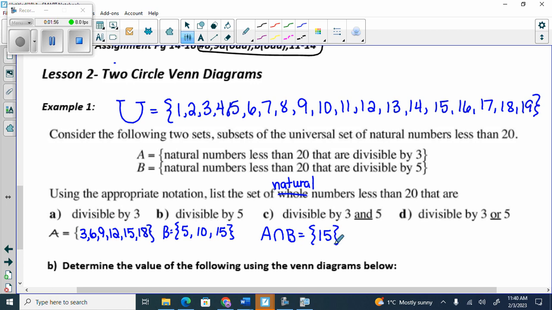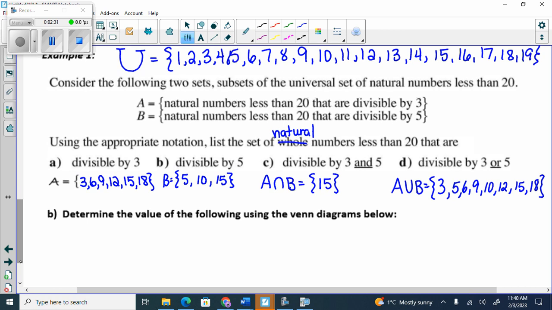And then divisible by 3 or 5, A or B. What are we going to get? 3, 5, 6, 9, 10, 12, 15, 18. Yes. So anything in either one we're listing, right? So then you have Venn diagrams on the next page. We're going to flip back and forth between them.